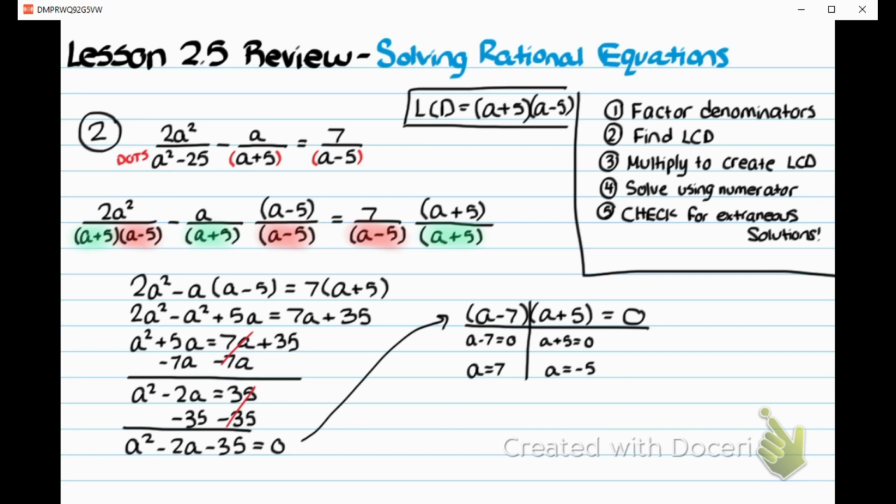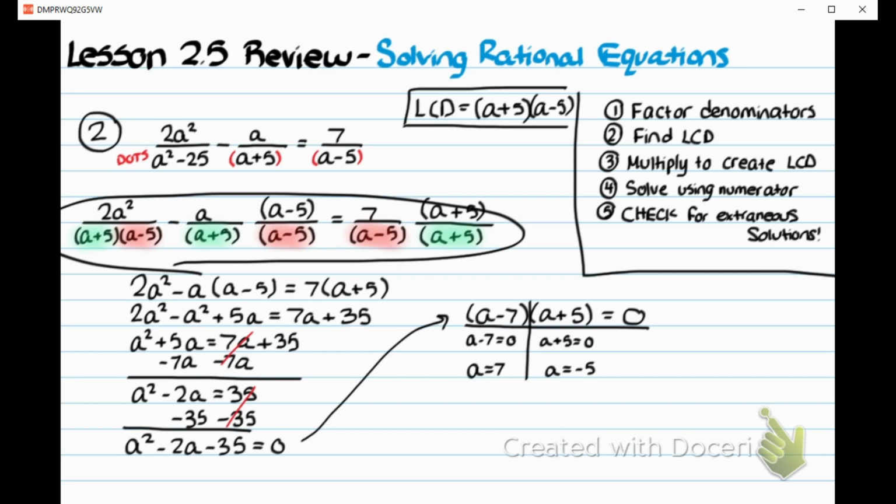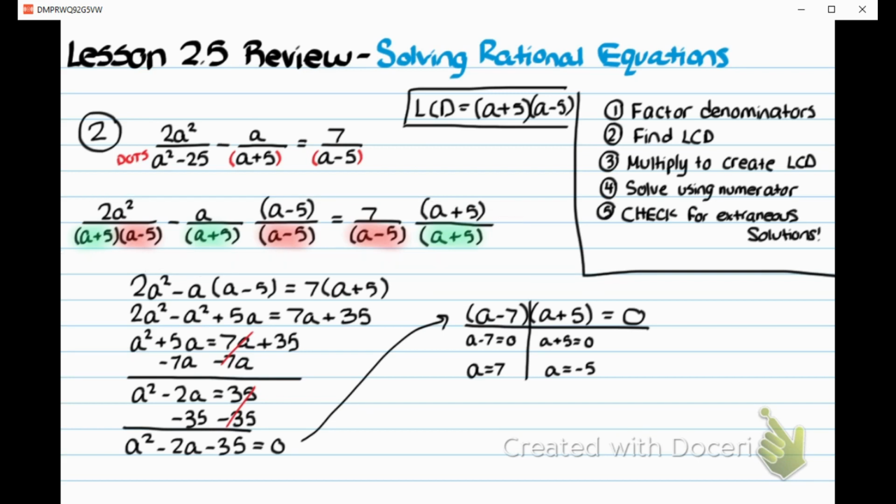So sometimes it's easier to compare it to the factored version because you can easily just quickly plug it into the factors. So 7 actually works when you plug it in, so that's definitely one of our answers. If I plug in negative 5, though, into, let's say, this factor, that would make that 0, and 0 times negative 5 minus 5, which is negative 10, is still 0, which would make that whole denominator 0. So negative 5, when I check it, does not work, so the answer would just be 7.